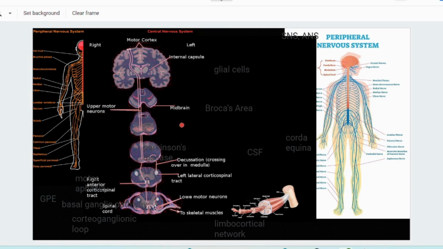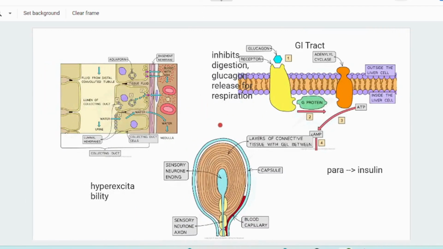Sensory receptors are specialized structures that detect environmental changes and convert them into electrical signals. They can be classified based on the type of stimulus they detect. Mechanoreceptors detect mechanical pressure or deformation, for example tactile corpuscles in the skin. Thermoreceptors respond to temperature changes, for example Krause end bulbs. Nociceptors detect pain or noxious stimuli, and these are usually free nerve endings.